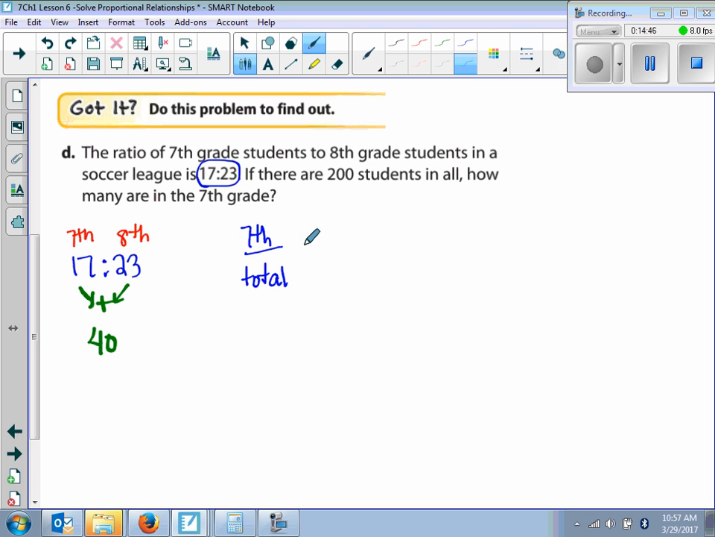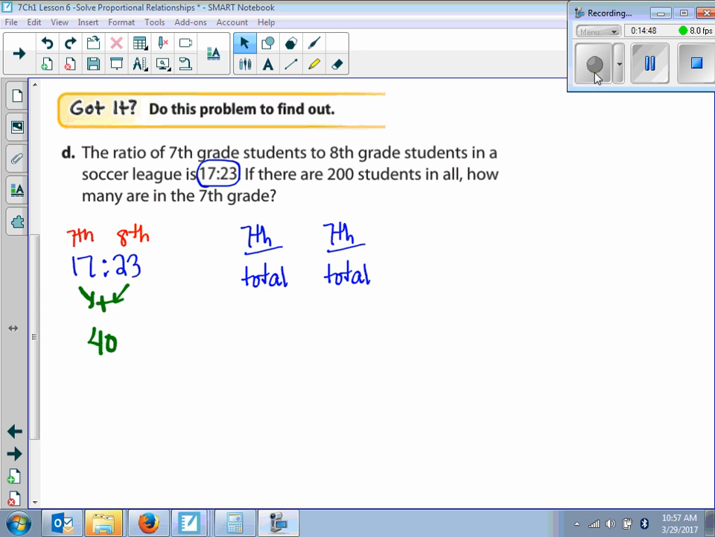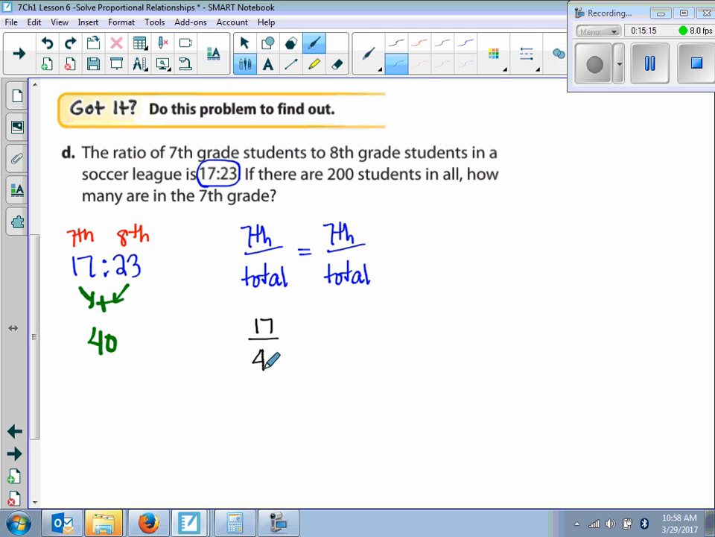So this is what my proportion will look like. 7th grade to total is equal to 7th grade to total. The first ratio that I'm going to put in here comes from this information right here. So, what's going to go in for 7? 17. And what's going to go in for total? 40. Very good. Is everybody clear how I got that?